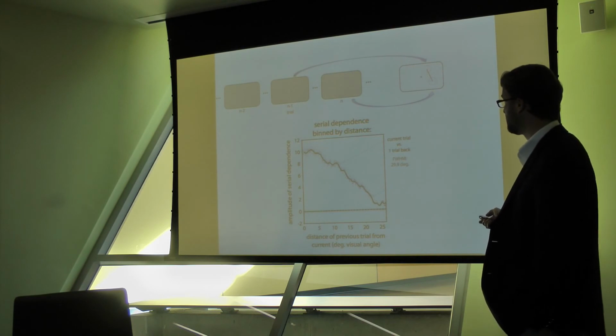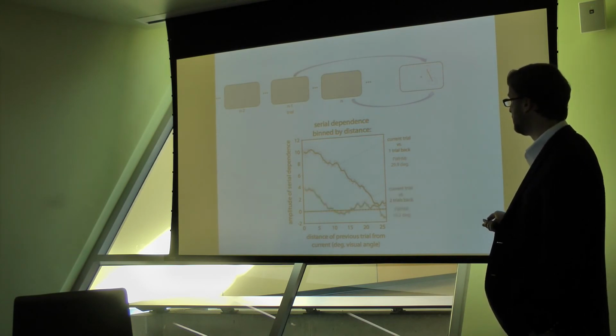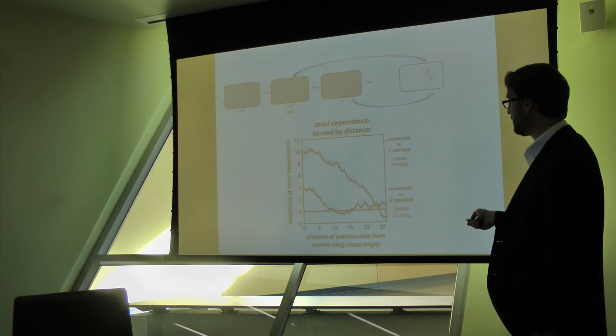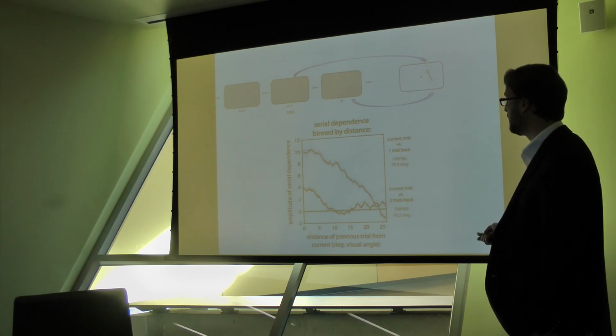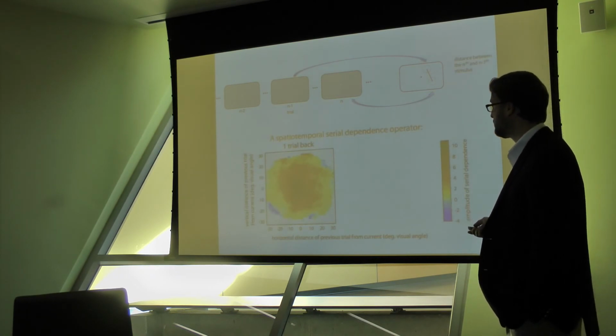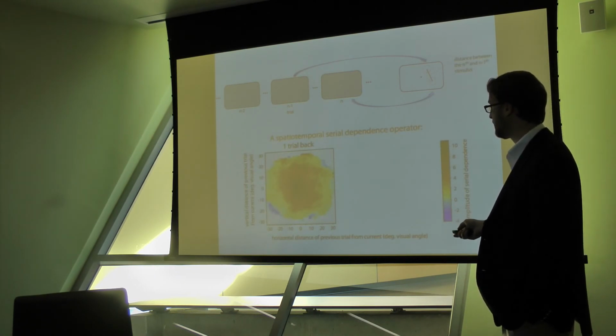This is the one-back effect. The two-back effect, the two Gabors previously, also produces a serial dependence, but it's much weaker and much more narrowly spatially tuned. It's got a full width half max of about 10 degrees. What this basically is showing is a kind of operator. It's a spatiotemporal operator, and that's what I'm plotting here.